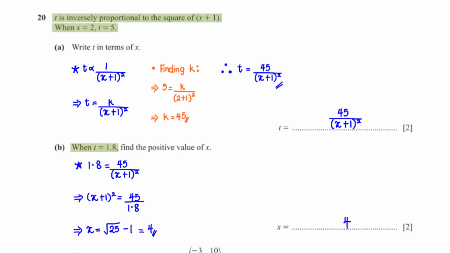When t is 1.8, find the positive value of x. When we plug in t equals 1.8 into the equation we found in part A, this is what we have. When we make (x plus 1) squared the subject, this is what we get. When we make x the subject of the equation, we get square root of 25 minus 1, which is equal to 4.